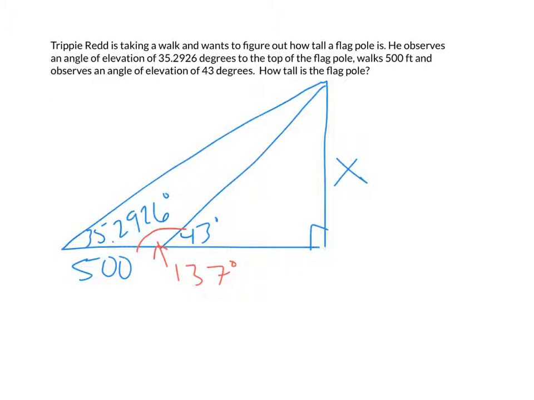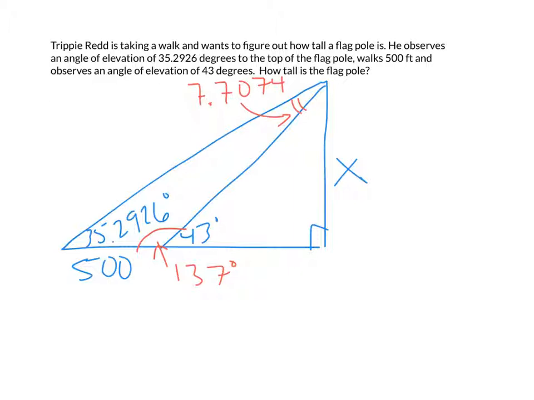So if I've got 35.2926 and 137, and I can subtract that out of 180, I end up with 7.7074. Cool. So I've got a side and an angle across from that side. Our law of sines formula will be wonderful for this type of situation, don't you think, Sammy? I agree as well.